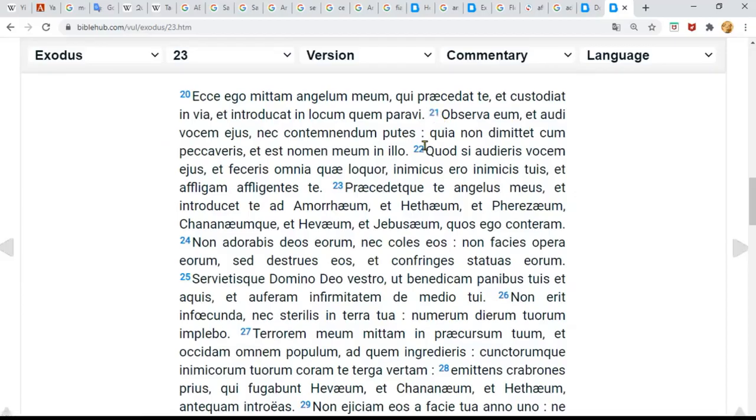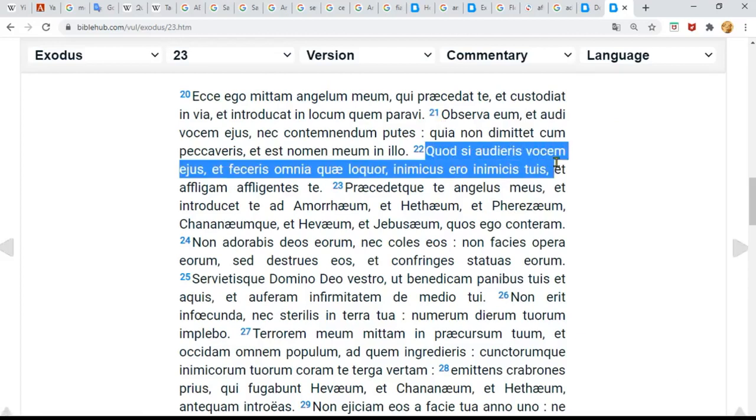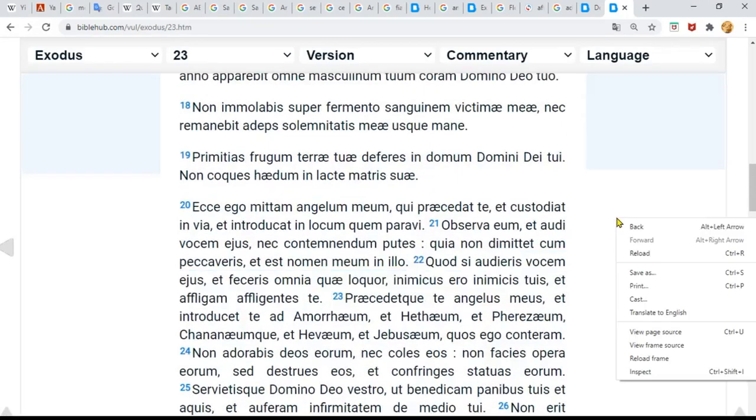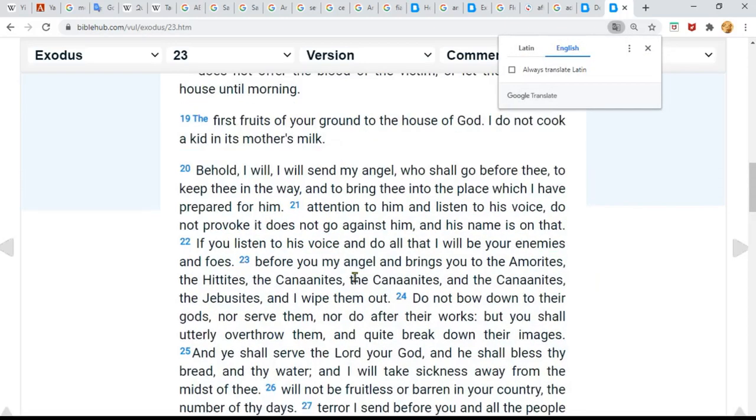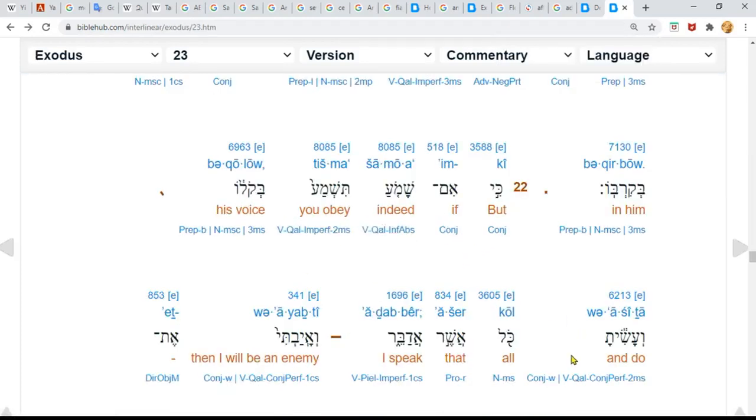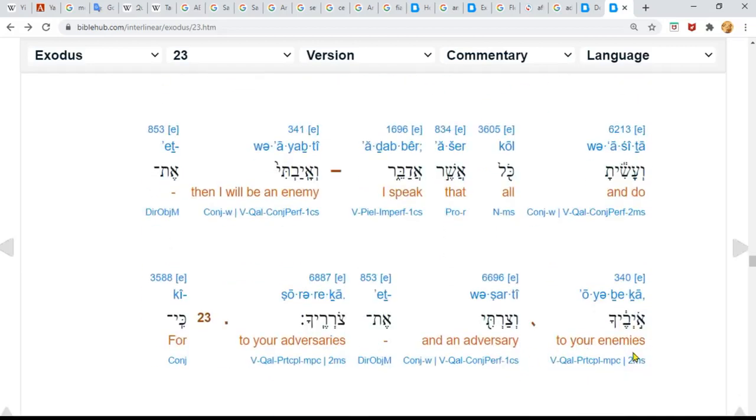So if we go over here to the Latin, quad C, to here, if we just look at the translation to English: if you listen to his voice and do all that, I will be your enemies and foes. But if indeed you obey his voice and do all that I speak, then I will be an enemy to your enemies and an adversary to your adversaries.